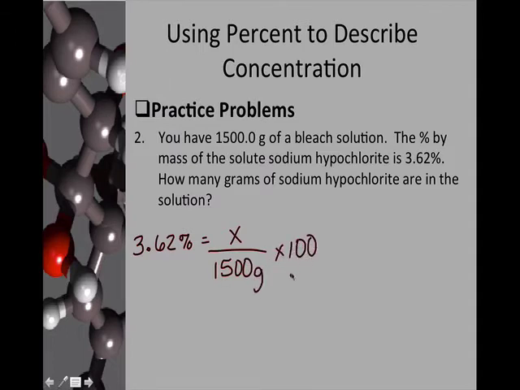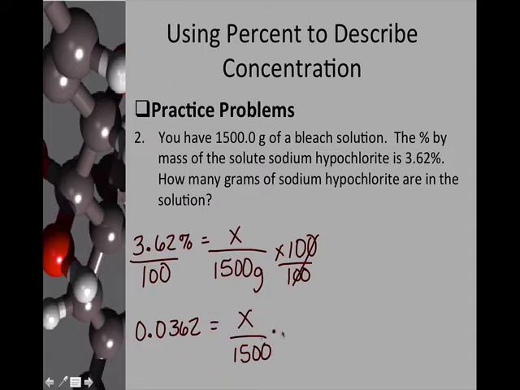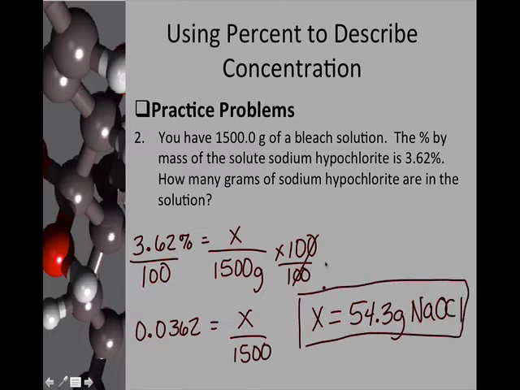And when I divide both sides by 100 to get rid of it, I end up with 0.0362 equals x over 1,500. And then I multiply both sides by 1,500 to get x by itself. And I find out that x is equal to 54.3 grams of sodium hypochlorite. So if I have 1,500 grams of a bleach solution that's 3.62% sodium hypochlorite by mass, then this must be how many grams of sodium hypochlorite are in that solution.